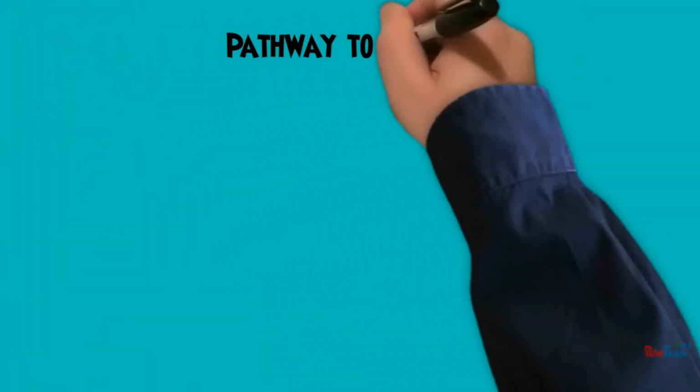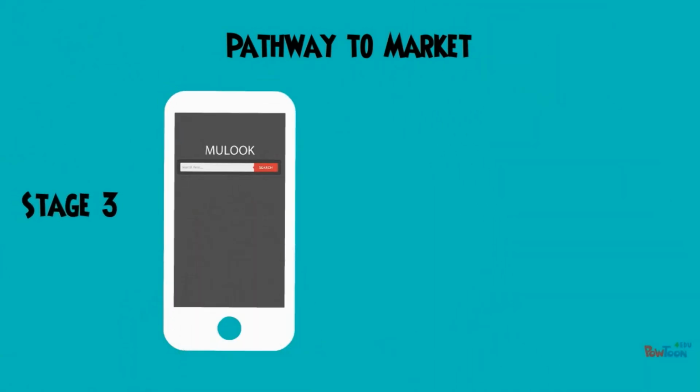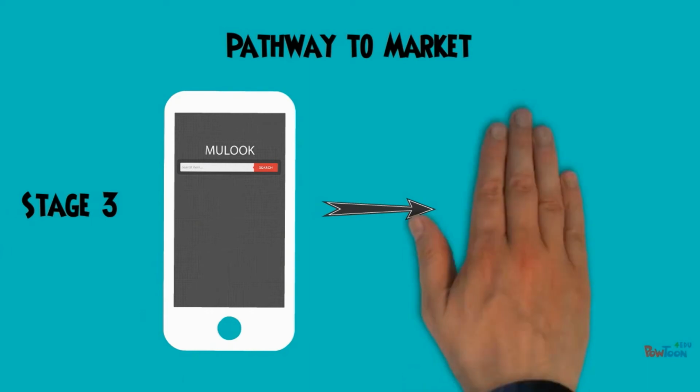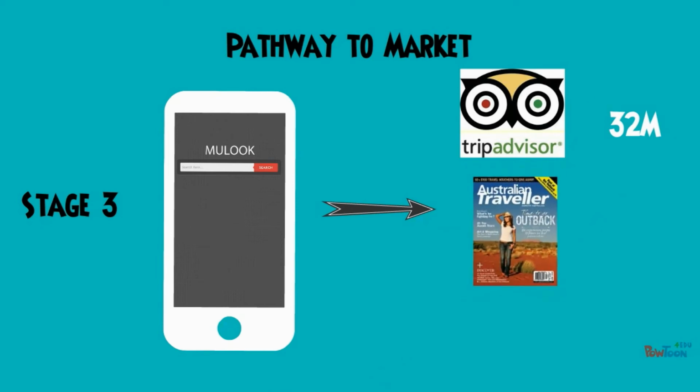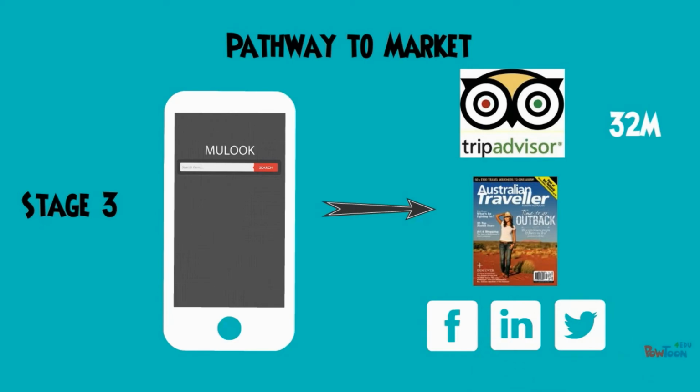The third stage is about marketing. The app can raise popularity and awareness through some media channels, such as advertising on TripAdvisor, which is a travel advising website and has had 32 million downloads on their app. It can also be marketed by some magazines such as Australian Traveller, as well as other social media channels.